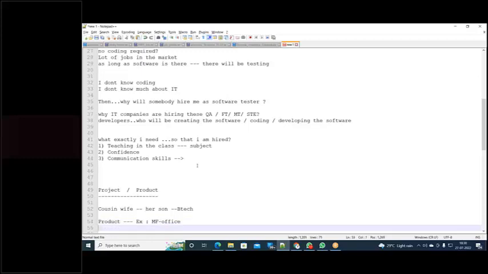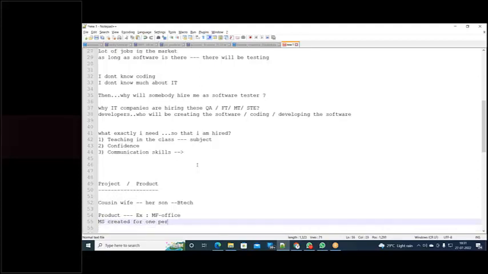Tell me, this particular software called Microsoft Office, is it created for one person or one company? Microsoft owns Microsoft Office. So the Microsoft company has created it. Did Microsoft create this product for one person? Let's say the person is Shweta. Is it created for one person called Shweta, or for one company called, let's say, Infosys?